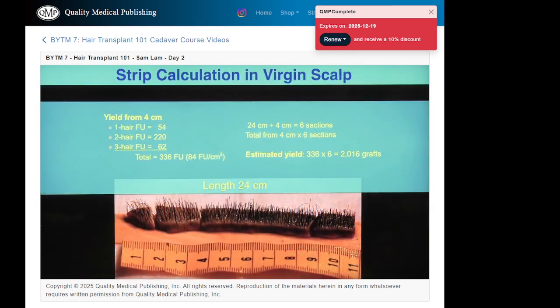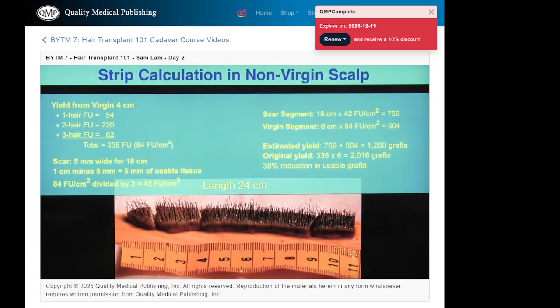That's the next topic. So strip calculation of virgin scalp, we just went through the slide, okay? You know it already. I just showed it to you a few minutes ago. But what happens when you've got a scar that you have to remove? Well, it's pretty simple math. So let's say the scar is 5 millimeters wide and it's 18 centimeters long out of the distance of the 24 centimeters, right? So you know that it's 1 centimeter minus 5 millimeters, which is basically 5 millimeters of usable tissue for that distance of 18 centimeters, right? So that means that 84 follicular units, which is your native non-scarred zone, really drops down to 42 because it's half. Does that make sense?